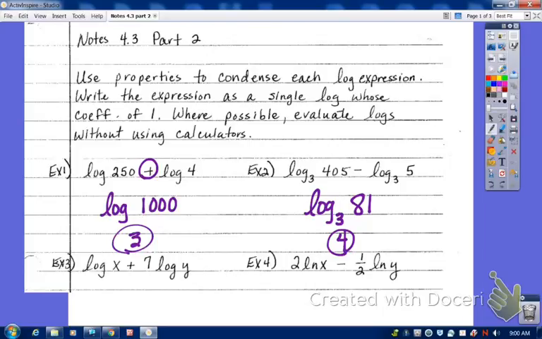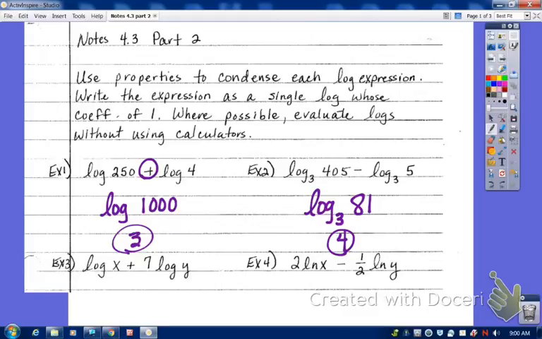Alright, so let's start throwing some variables in. Example 3, log of x plus 7 times log of y. So the first thing that I notice is that 7, it's like we're rewinding the film. We're going backwards. So the 7 is being multiplied times the log.